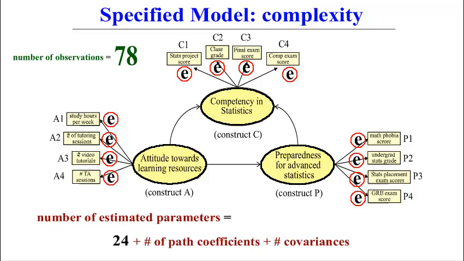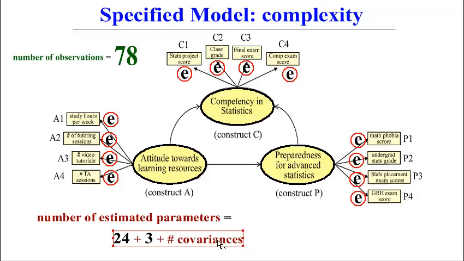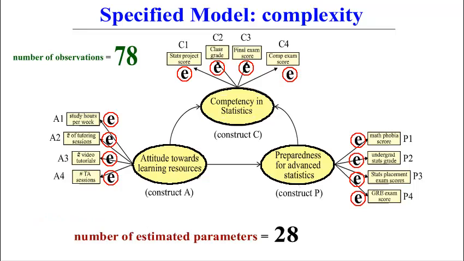That looks like 24. Path coefficients, those are the arrows, right? It could either be a one-way arrow or a two-way arrow, and we got 3 of those. Covariances is the same as the number of exogenous variables, and we only have 1. The attitude is the only exogenous variable. So there's a 1. So you add that up, and we have 28 estimated parameters.